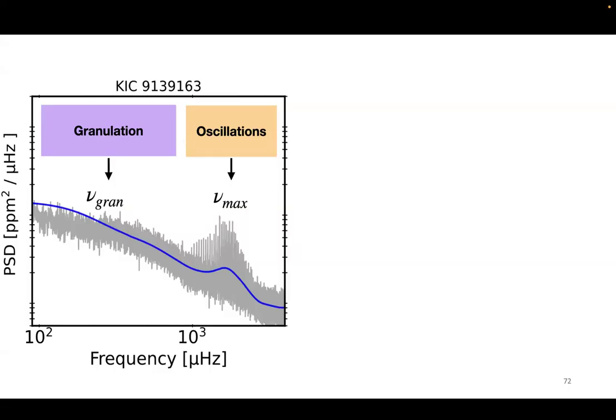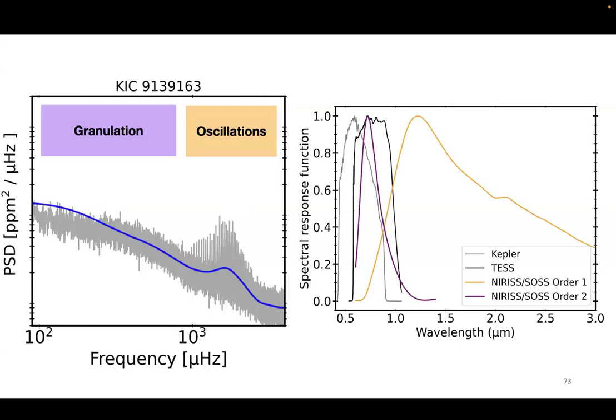What we were trying to do with this was explore whether we could see this granulation signature in the James Webb data. Now, James Webb data is usually much shorter than this Kepler data. This is like 4 years of Kepler data. James Webb usually looks at planets for like 8 hours. We're looking at WASP-121, which was observed with NIRISS.